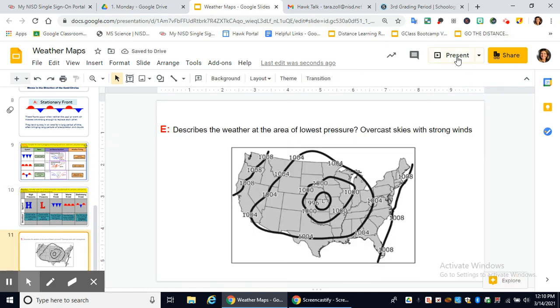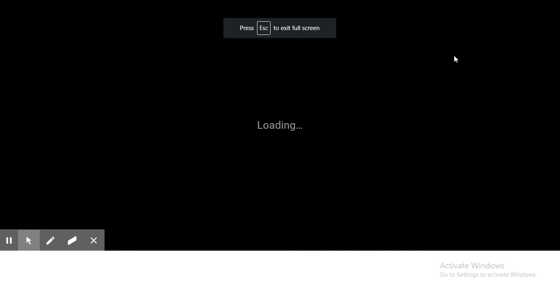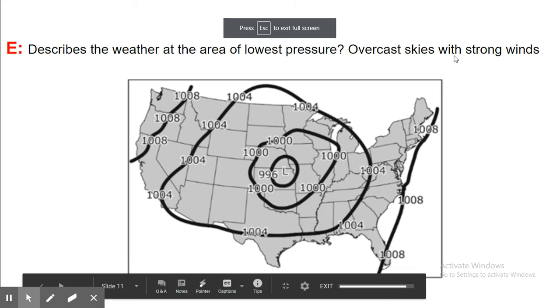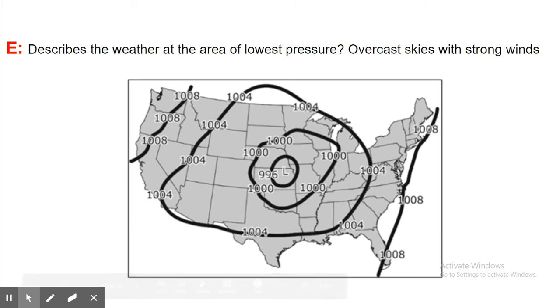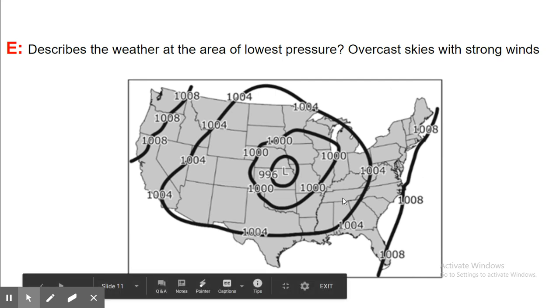And then lastly, we're going to end with a STAR test question for an exit. And here it says, describe the weather at the area of low pressure. So you want to look for that low pressure system on your map. And low pressure always brings lousy weather. So lots of humidity, clouds, could be thunderstorms, lots of wind. So we get overcast skies with strong winds.